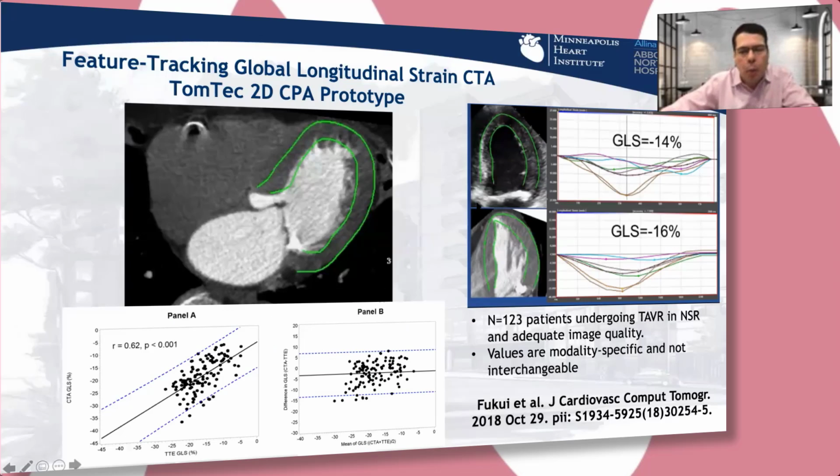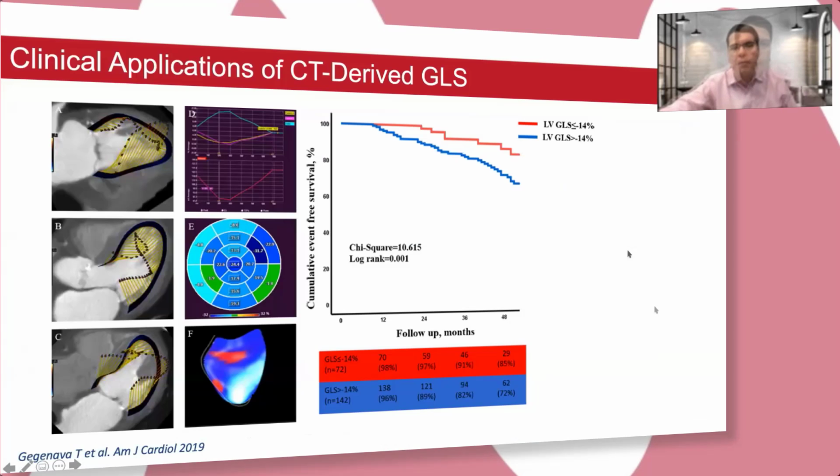In this work that we did back in Pittsburgh, using a different software tool, we showed a decent correlation between strain by echo and strain by CT. However, the strain values by CT were slightly higher, or more negative, because these values are not interchangeable. They're modality dependent, particularly because echo tends to foreshorten the LV apex, whereas the apex in CT can be seen, and therefore larger stroke volumes and therefore larger strain values.